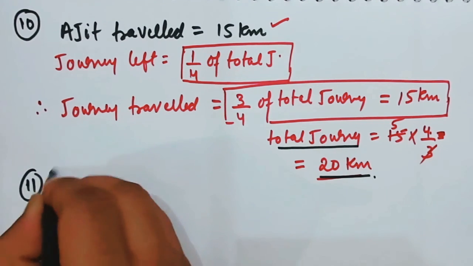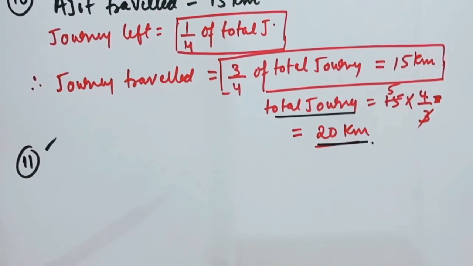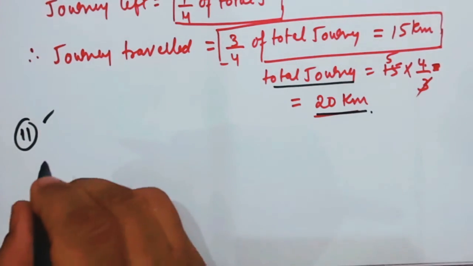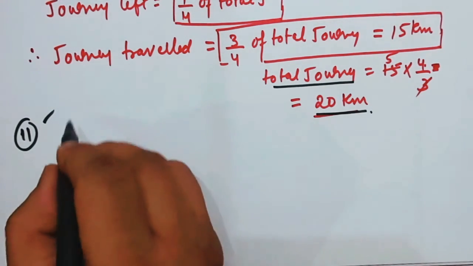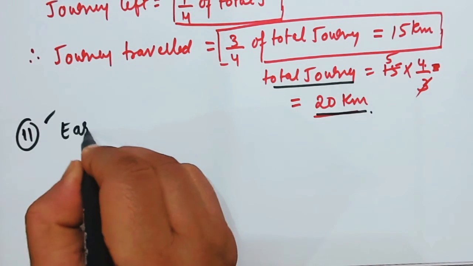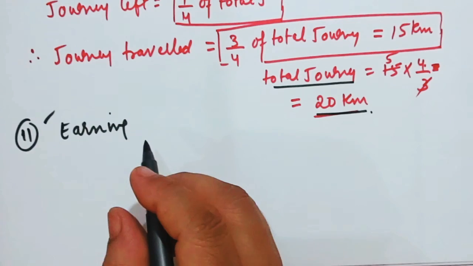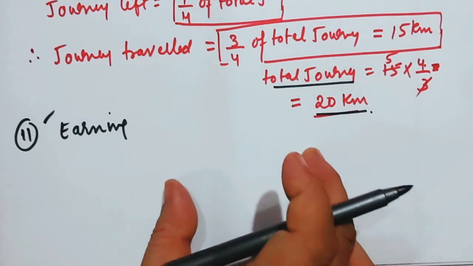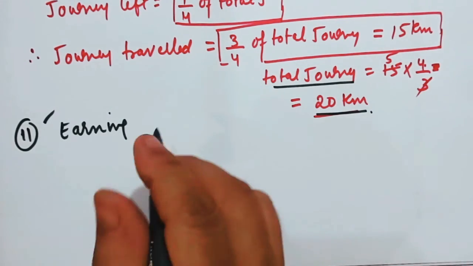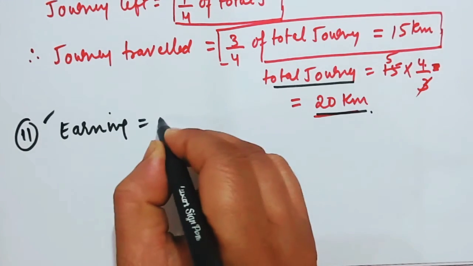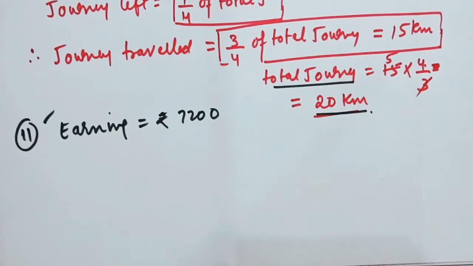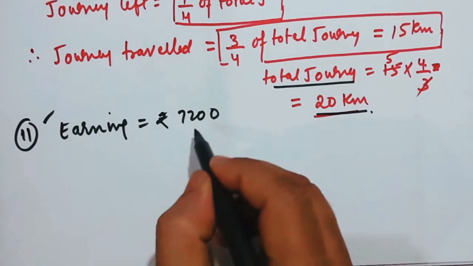Last one, number 11, isn't it? When you have shown your patience, then show some more patience. Okay, as I had told you people, here in a particular month a man earns 7,200. So the earning, do not write unnecessary things in mathematics. I hate writing poems while solving the statement problems. So earning is equal to rupees 7200.